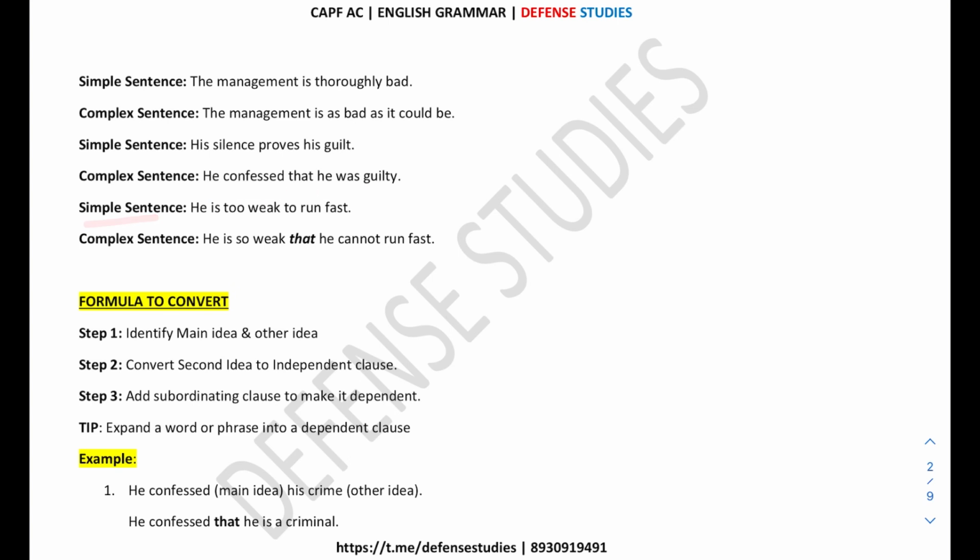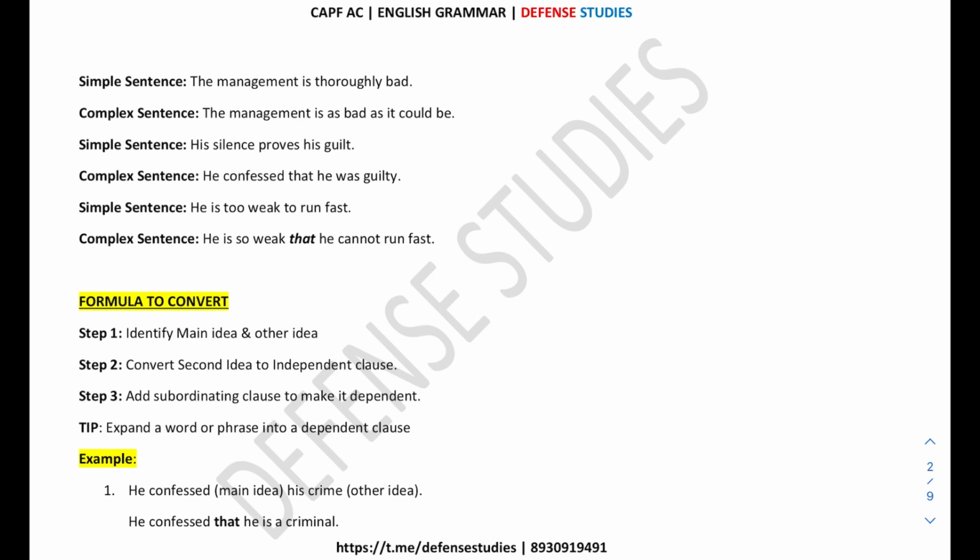Next is a simple sentence: He is too weak to run fast. "He is too weak" is the first idea, "to run fast" is the second idea, and we have converted this second idea into a subordinate clause: He is so weak that he cannot run fast. So we have replaced "too" and "to" with "so" and "that".